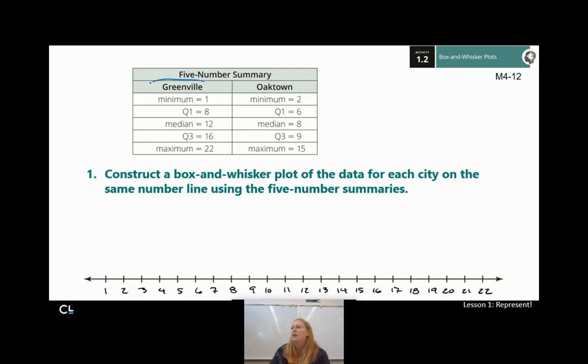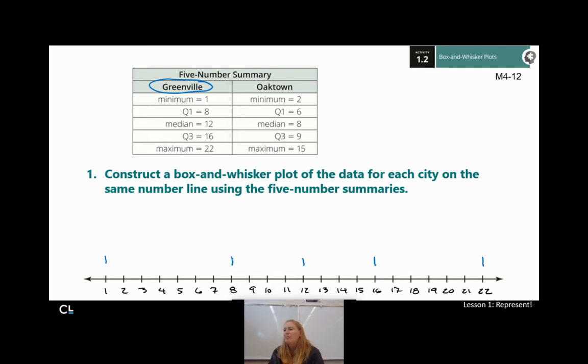Let's go ahead and make our box and whisker plot. Let's start with Greenville. I'm going to use my blue for Greenville just to make it easier. We're going to put a little vertical line at each of these spots. The minimum is at 1, so I'm going to put a little line there. The first quartile is at 8, so I'll put a little line here. The median is at 12, so I'll put a line here. The third quartile is at 16, so I'll put that there. And my maximum is all the way up here at 22.